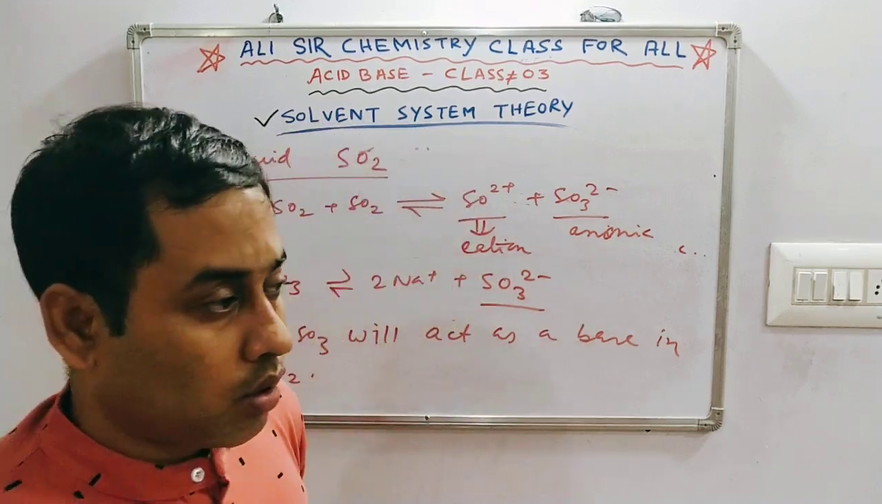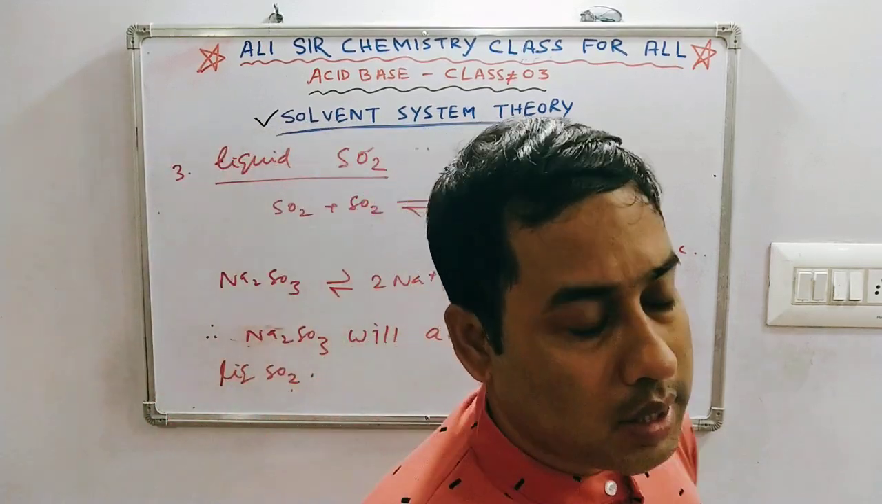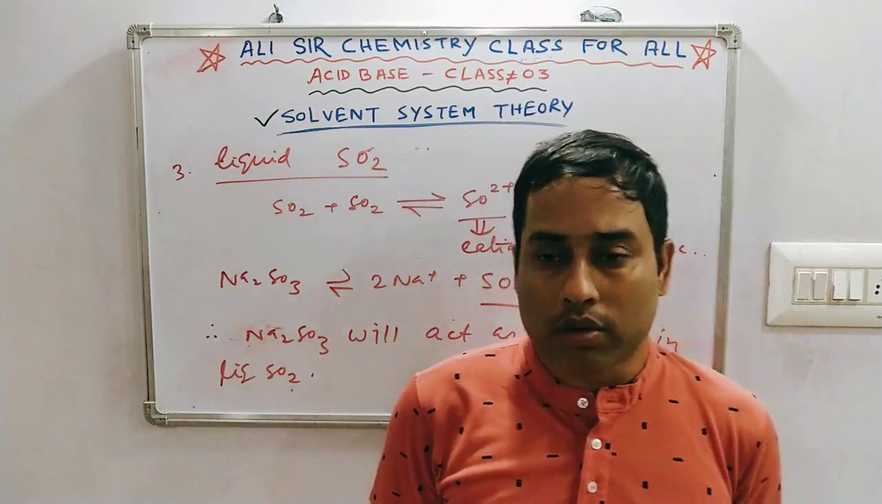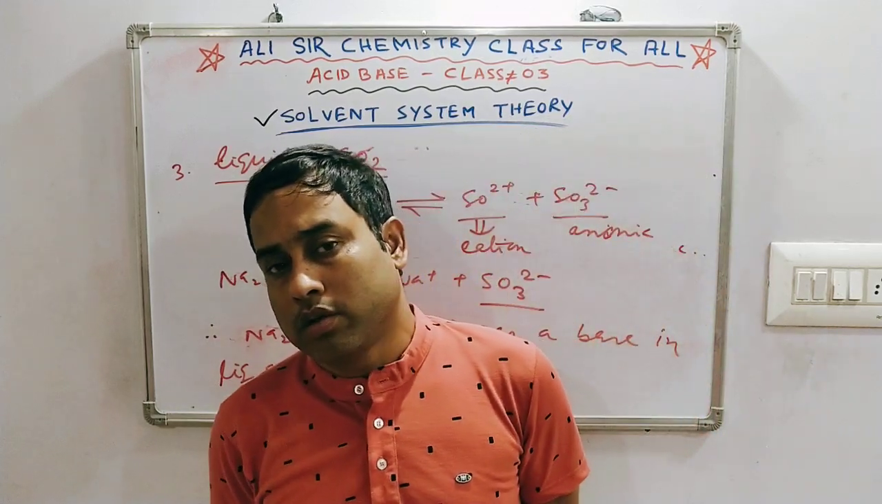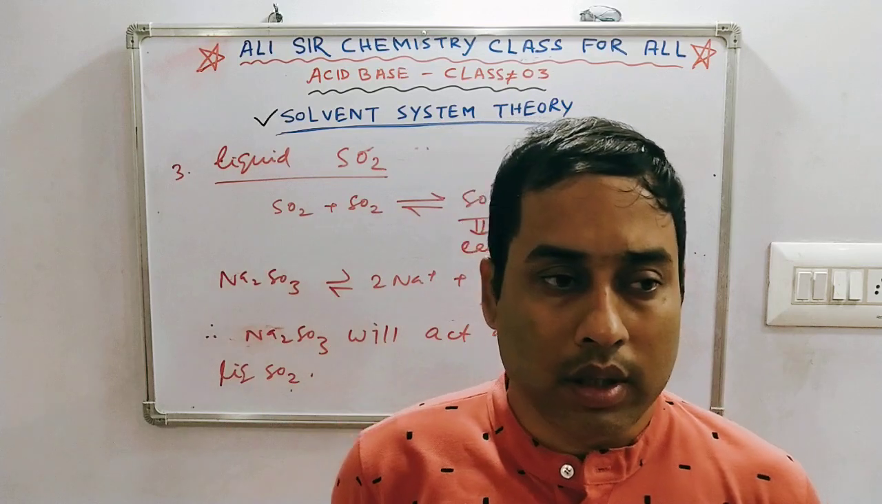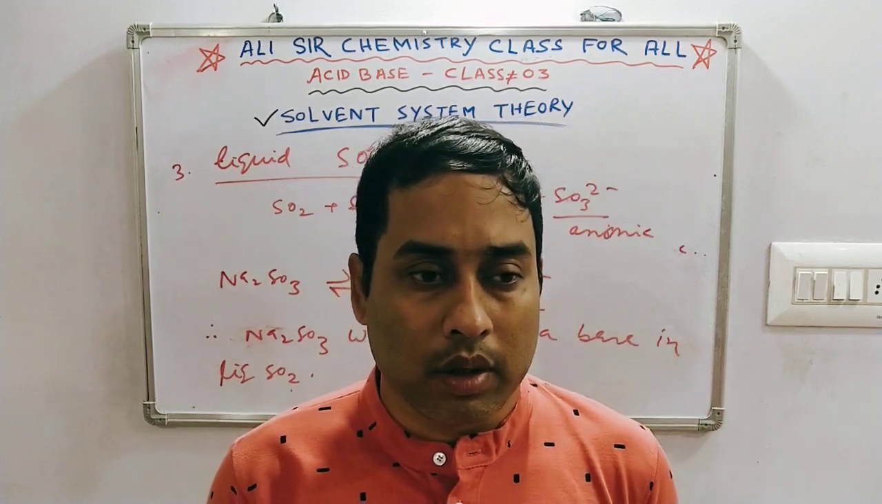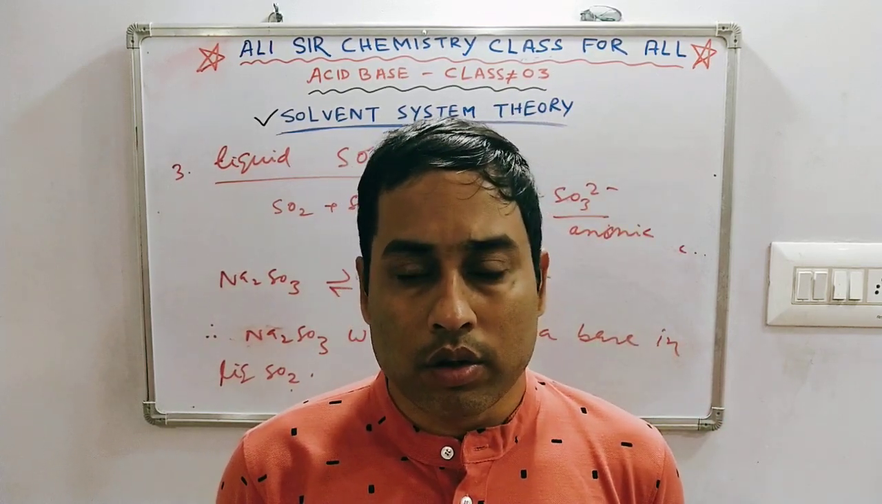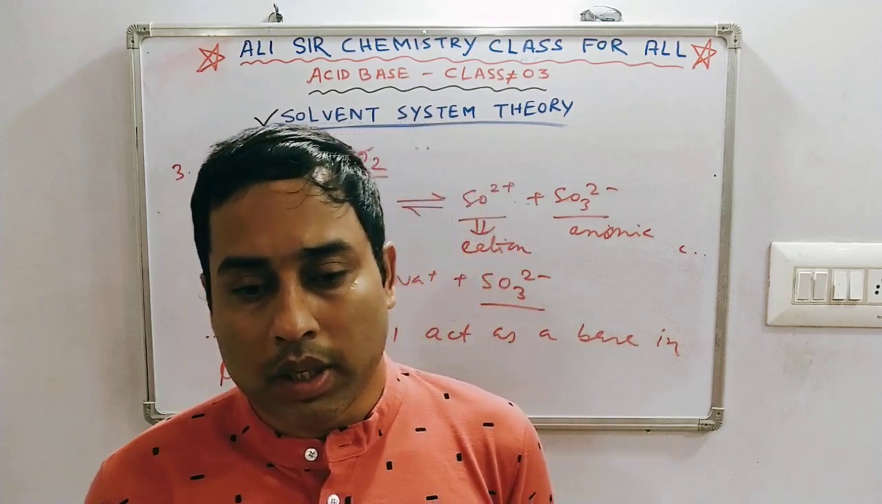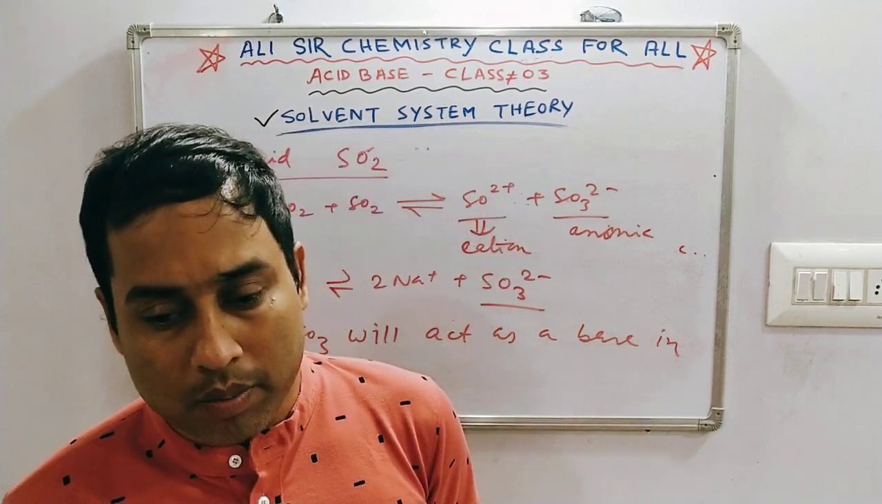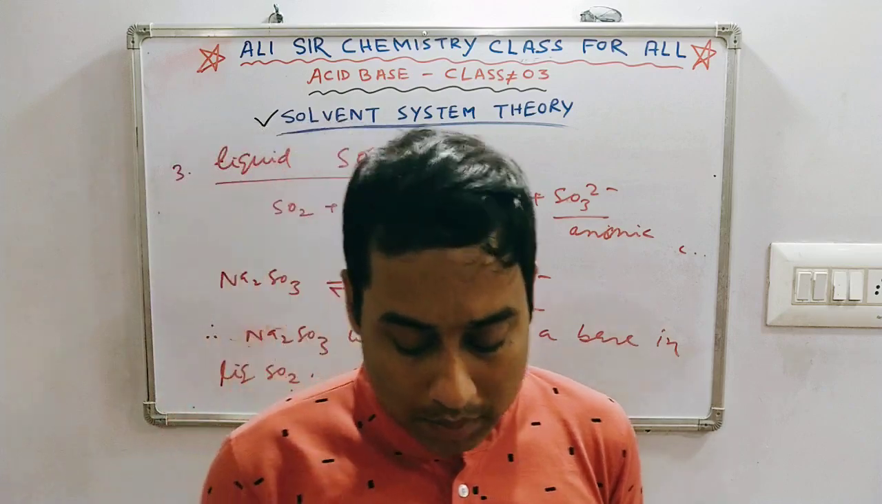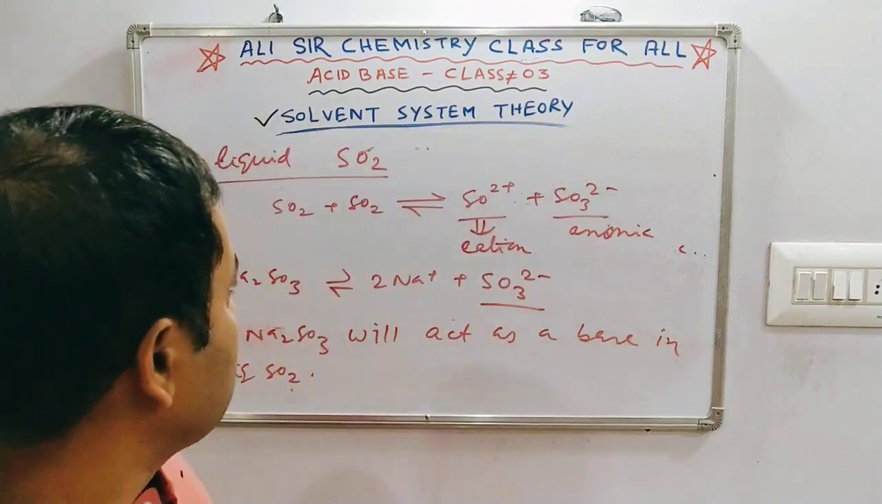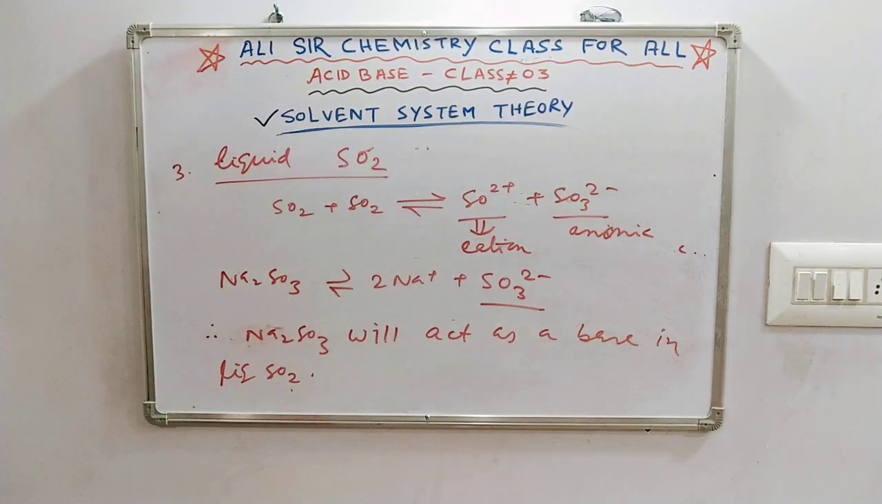Just to remember and understand this theory, you have to focus on the auto-ionization part of the solvent. If you know the auto-ionization part, that is the cationic part and the anionic part of the corresponding solvent, it will be very simple for you to determine whether the compound is acidic or basic in that particular solvent. Now moving to another example of a solvent.